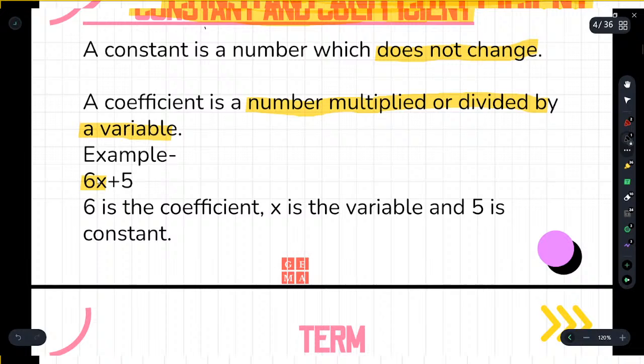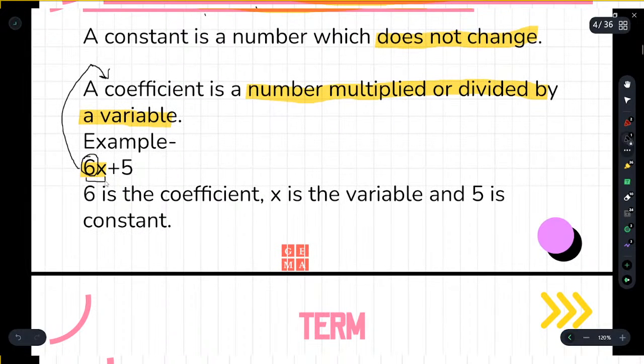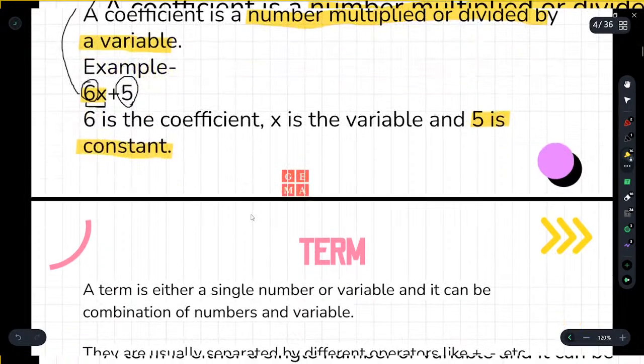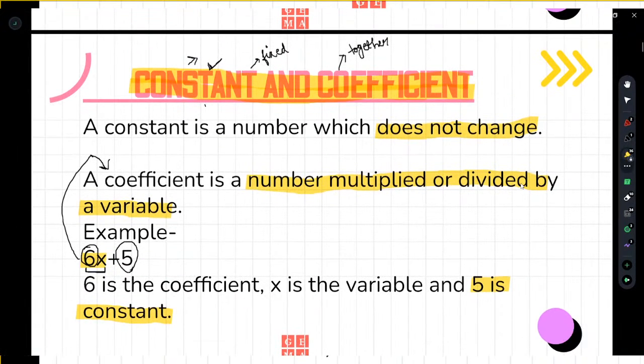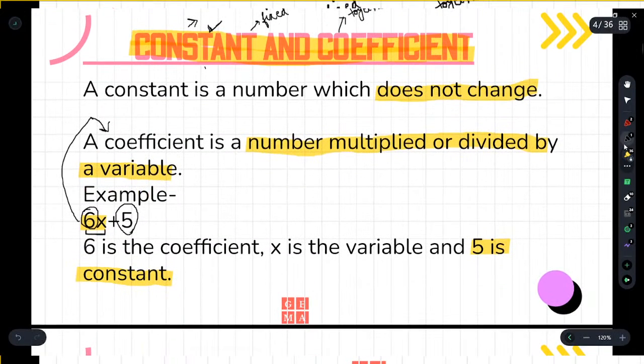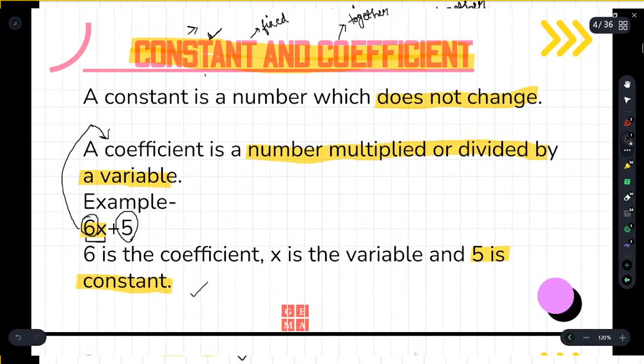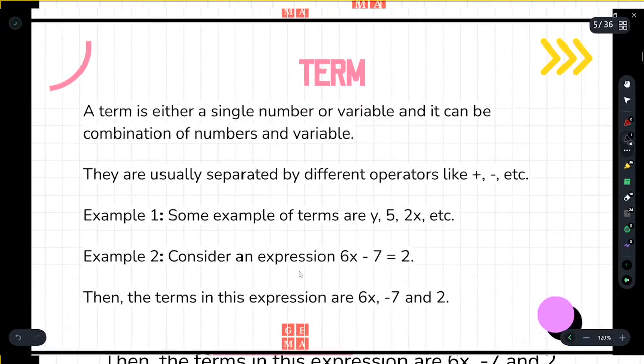Let's consider the 6x. 6 is a coefficient because it's a partner with x. That's why it's a coefficient. And 5 is a constant because it will never change, right? 5 means 5. Wherever you go, wherever you are, 5 will always remain the same. 5 will always have the same numerical value of 5. That's why it's a constant. If constants and coefficients are clear to you, let's move on.